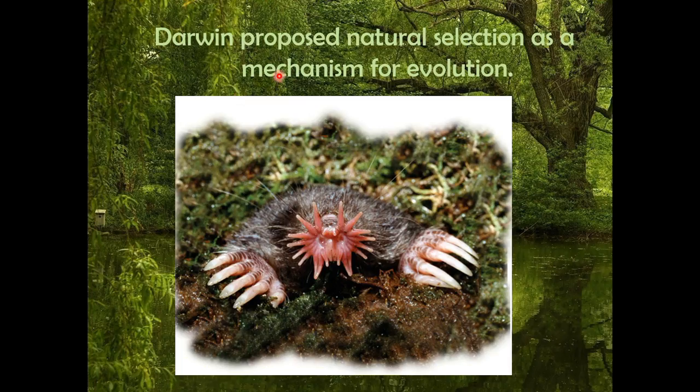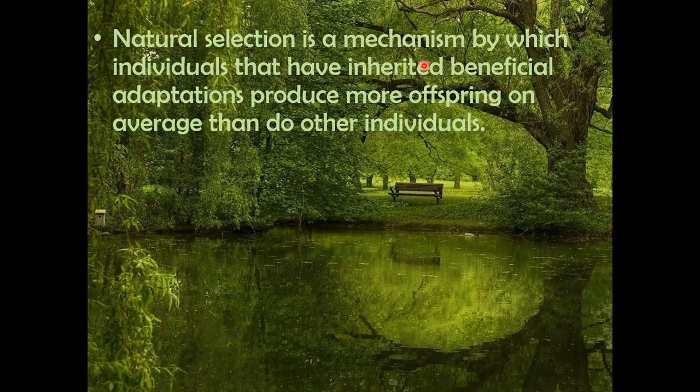Natural selection is just a process by which evolution occurs, not evolution itself, which can produce all kinds of different interesting organisms, such as this star-nosed mole right here. Natural selection is a mechanism, which means it's a way that something happens, by which individuals inherit beneficial adaptations, and they produce more offspring on average than other individuals do, therefore increasing the number of individuals in the population with that beneficial adaptation until everyone has it.